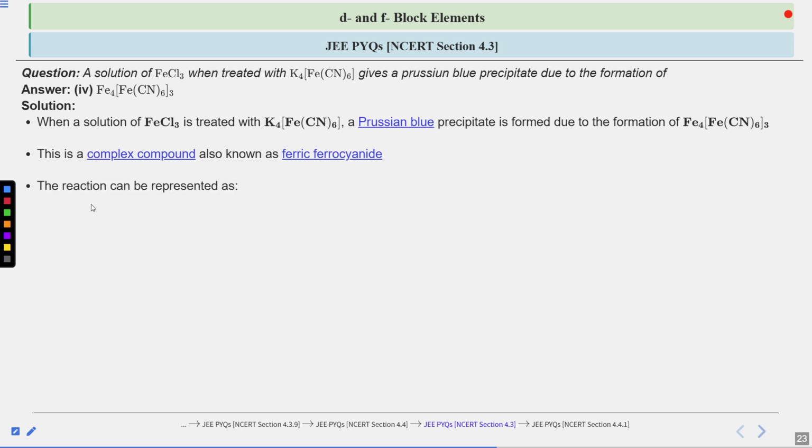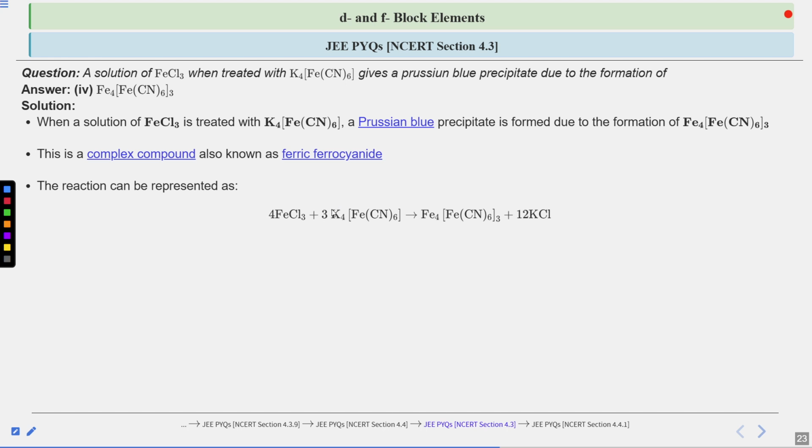Reaction between the FeCl3 and this complex to get this precipitate can be represented as: 4 molecules of FeCl3 react with 3 molecules of this K4[Fe(CN)6] complex, and we will get Fe4[Fe(CN)6]3, the ferric ferrocyanide complex, plus 12 molecules of potassium chloride. So from this complex, potassium, which is the cation present outside the square bracket, can be ionized, right? On the basis of complex compound properties.